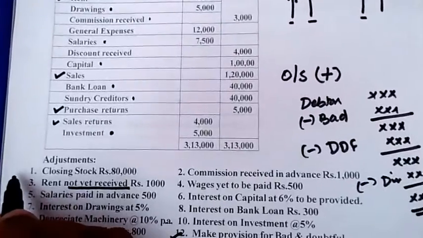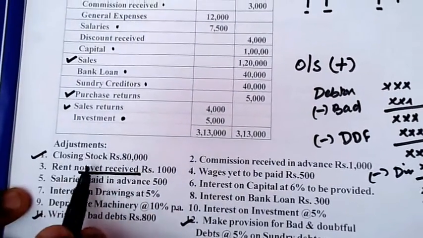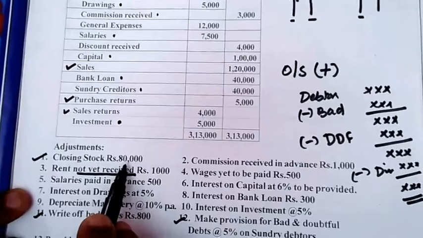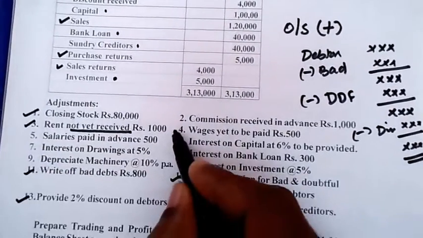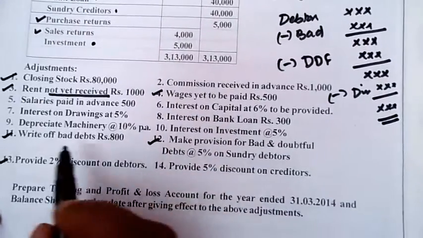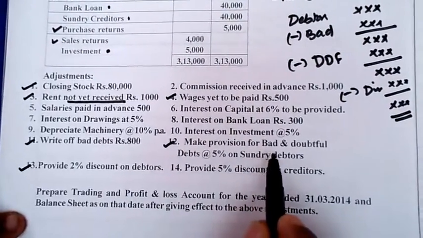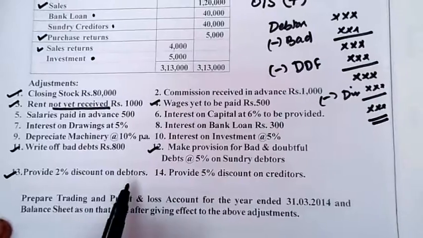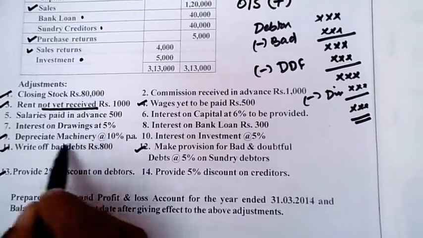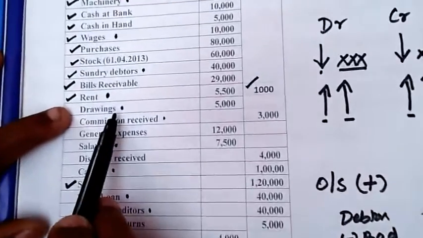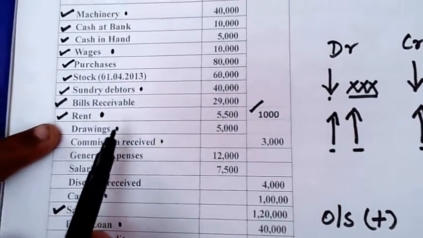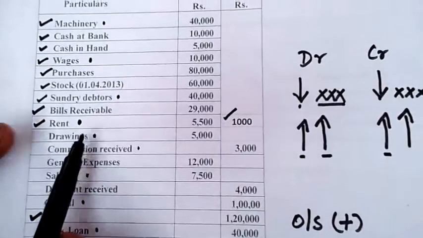So all these things have entered. No, closing stock entered under trading account credit side, balance sheet asset side. Rent also incorporated, wages also incorporated, and then bad debts, provision for bad and doubtful debts, and discount on debtors also over. Depreciate machinery also over. Now see this. Drawings. So this will be subtracted from capital. This you can do later.